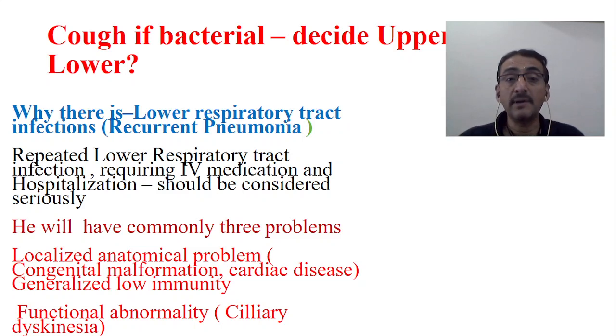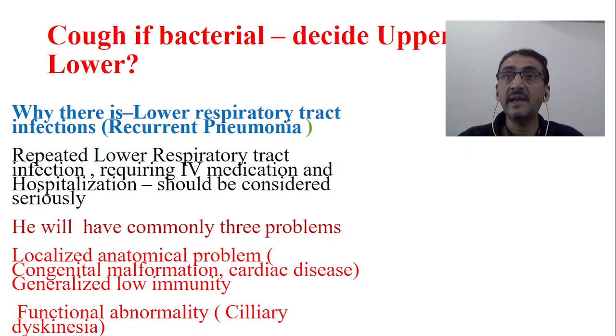So commonly there are three problems. When such a bacterial lower respiratory infection occurs, it has three problems. One is that it is localized to one particular anatomical area. Suppose when pneumonia occurs, bacterial infections are usually lobar pneumonia. It is pertinent to one particular lobe or lobule. Most of the time they are localized. They are not generalized as occurs in viral infection.